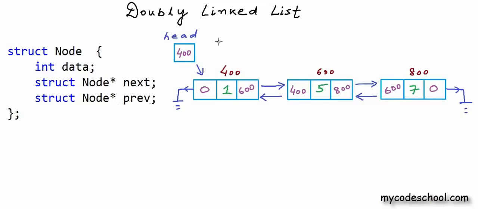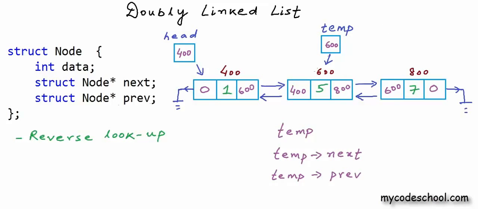First advantage is that now if we have a pointer to any node, then we can do a forward as well as reverse lookup. With just one pointer, we can look at the current node, the next node, as well as the previous node. I'm showing a pointer named temp here. If temp is a pointer pointing to a node, then temp.next is a pointer pointing to the next node. It's the address of the next node, and temp arrow prev is the previous node, or in pure words, pointer to previous node. The value stored in temp for this example right now is 600, temp.next is 800, and temp.prev is 400.